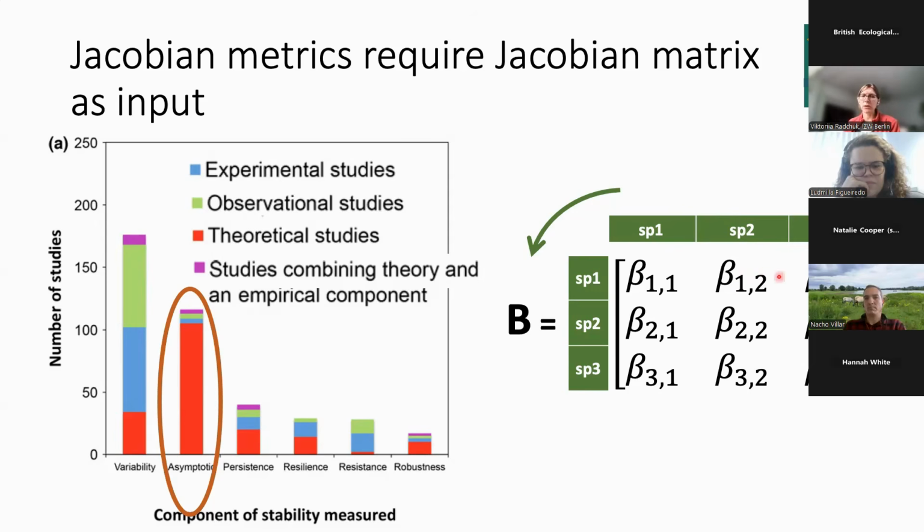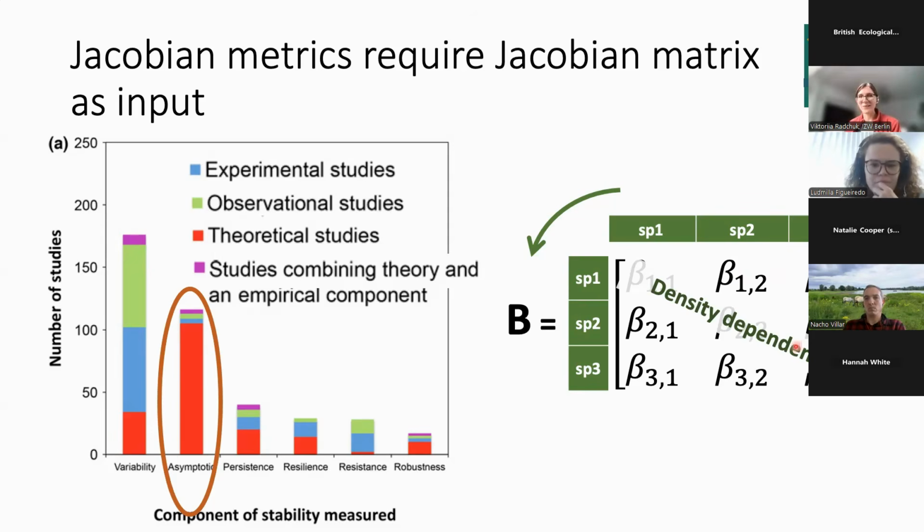This is for the interpretation of the off-diagonal betas, and on the diagonal, we have the effect of the population abundance of the species on its own population growth rate. So that's what's commonly known in population ecology as density dependence. So this matrix B, also known as Jacobian matrix or interaction matrix, is the main input that is needed to calculate what we call Jacobian stability metrics.